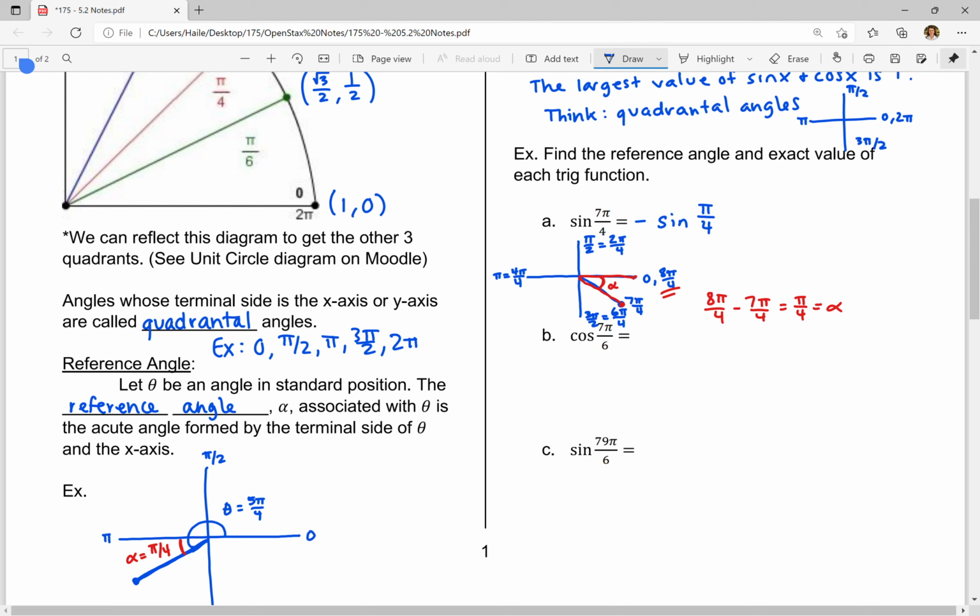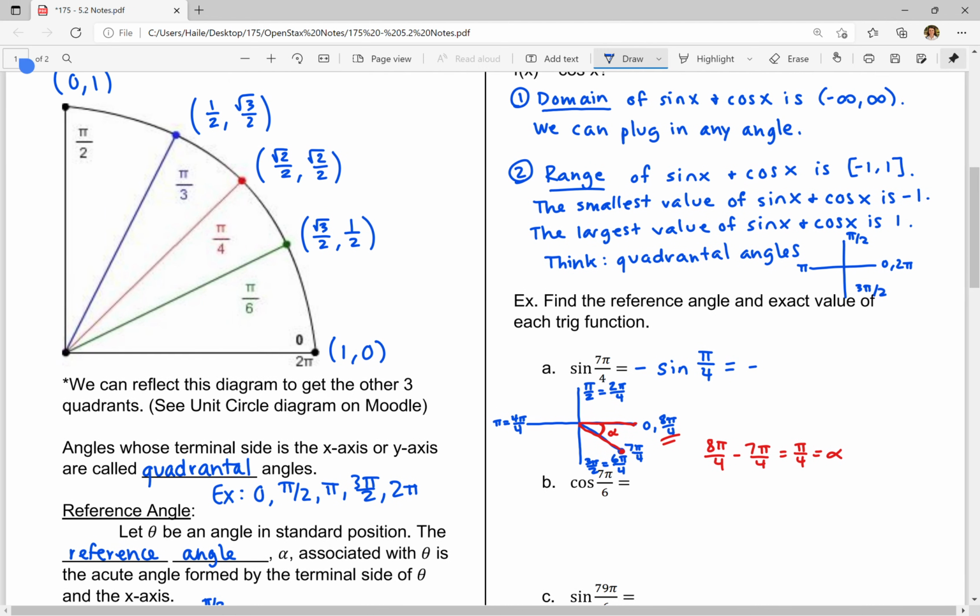So let's think about what this is. So our negative sign stays the same, and the sine of pi over 4, which we talked about in our diagram of the first quadrant, is just the square root of 2 over 2. So our value for the sine of 7 pi over 4 is negative square root of 2 over 2.